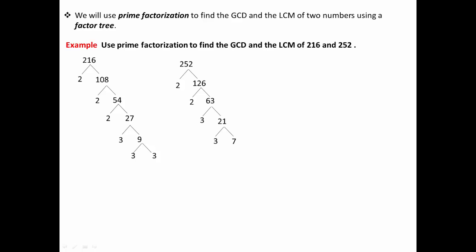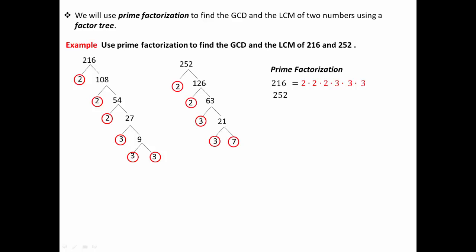We may now write the prime factorization of each number. The prime factorization of 216 is the product of all the prime numbers that are on the outer edge of the factor tree, which I have circled in red. That is, we write the product of all the prime numbers that are circled in red, giving us the prime factorization of 216. We find the prime factorization of 252 by finding the product of all the prime numbers that are circled in red on the factor tree.